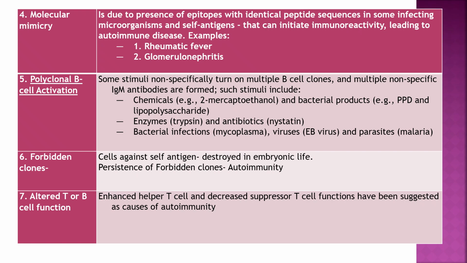Forbidden clones: cells against self-antigen are destroyed in embryonic life, and persistence of forbidden clones causes autoimmunity. Altered T or B cell function: enhanced helper T cell and decreased suppressor T cell function have been suggested as a cause of autoimmunity.